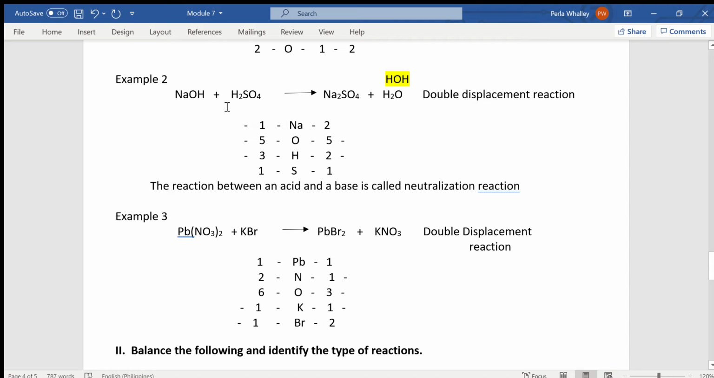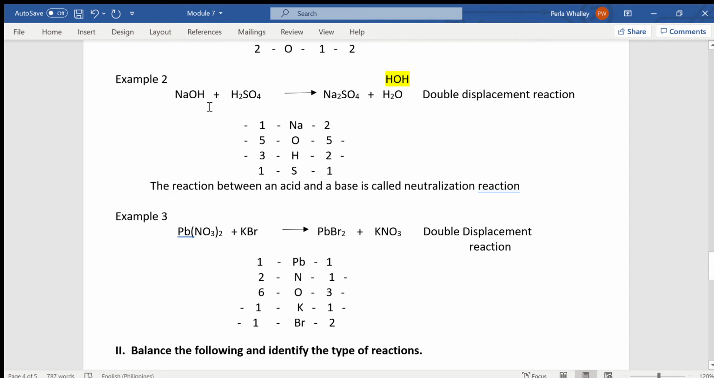Sodium hydroxide plus sulfuric acid will form sodium sulfate plus H2O or water. H2O can be written as HOH. It's the same. Okay, so again, the first step is to identify the elements present. So we have sodium, oxygen, hydrogen. Next, hydrogen, there's no need to write it again because we already have hydrogen here. And then we have S, oxygen, no need to write it again. So Na, S, O, and H. These are the elements present on both sides of the equation.